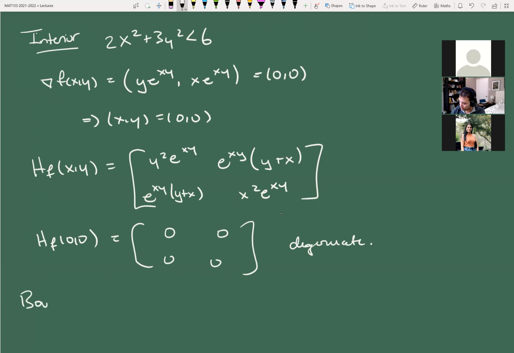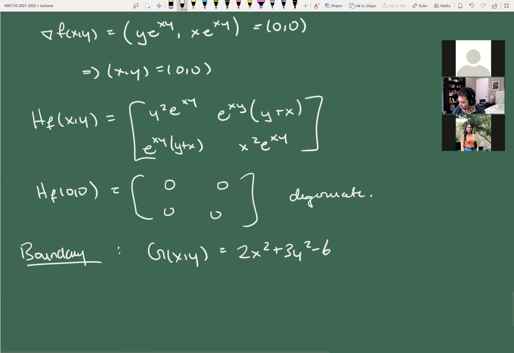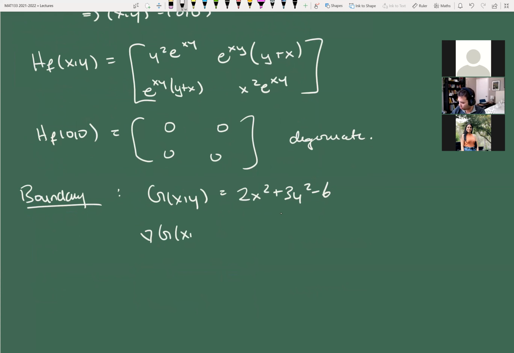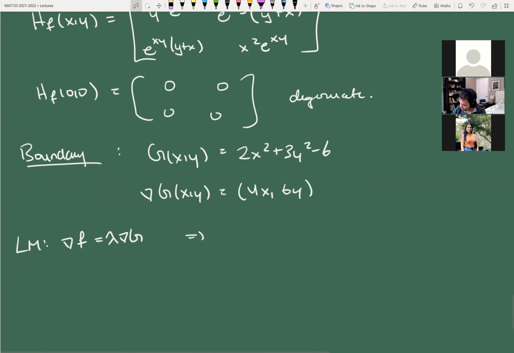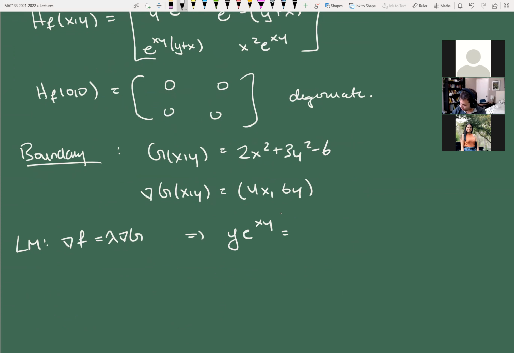So that's the interior. For the boundary, the boundary is sort of more important here anyway. So let's parameterize our boundary, which is what? So we're going to use 2x squared plus 3y squared minus 6. That way the gradient of g is 4x, 6y. And then if we use Lagrange multipliers, the gradient of f is lambda times the gradient of g. So that's going to give me y e to the xy is 4x lambda, x e to the xy is 6y lambda.